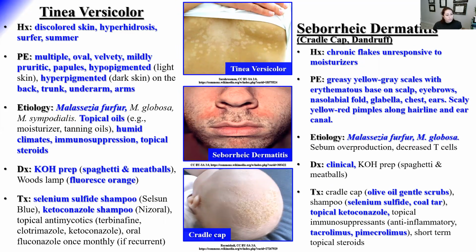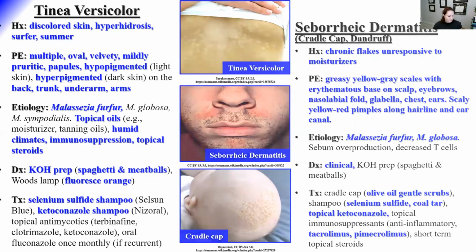You can use topical immunosuppressants. They have an anti-inflammatory effect like tacrolimus. Short-term topical steroids can be helpful if it's very itchy, but again, you don't really want to treat these chronically with steroids.